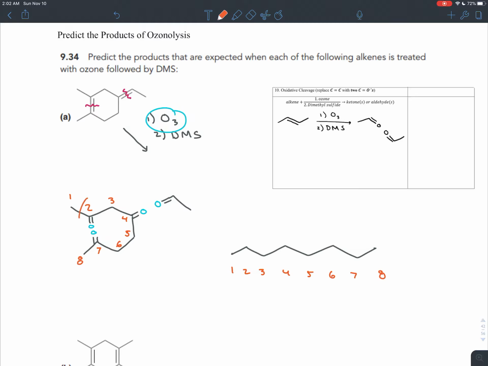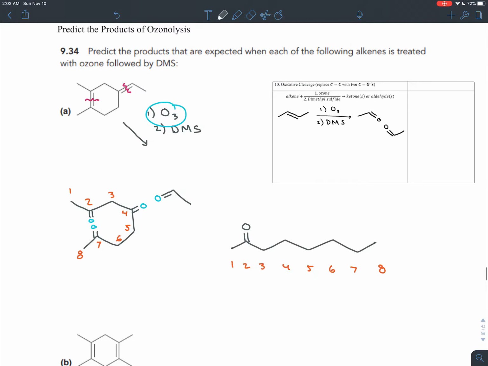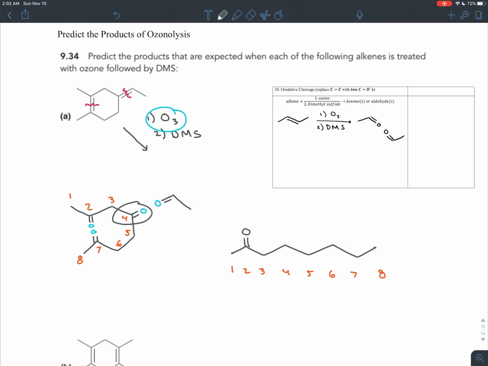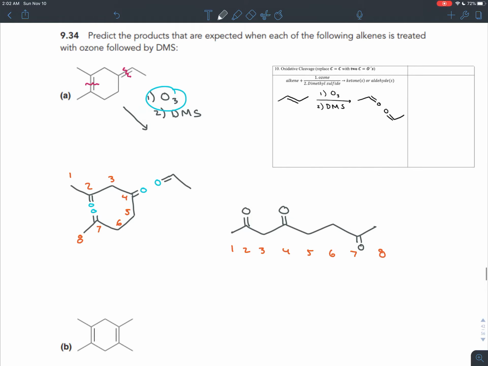Okay. Well, on carbon number 2, I have a double bond to an oxygen. I have that ketone, as we discussed in that previous video. On carbon number 4, I have another double bond to an oxygen, so that's another ketone, because it has a carbon on both sides. On carbon number 7, I have another double bond to an oxygen. Because this has a carbon on both sides, that again is a ketone. So that's this one molecule on the left, and then the other molecule we'd have is this one.